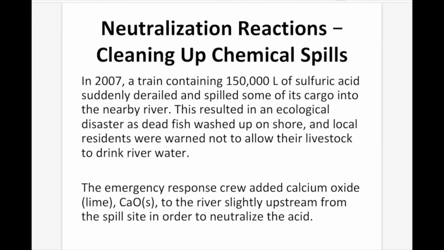So here's a case study. Neutralization: cleaning up a chemical spill. In 2007, a train containing 150,000 liters of sulfuric acid suddenly derailed and spilled some of its cargo into the nearby river. This resulted in an ecological disaster as dead fish washed up on shore and local residents were warned not to allow their livestock to drink river water. The emergency response crew added calcium oxide, so that's lime, not calcium hydroxide, keep in mind, calcium oxide, and it's a solid, to the river slightly upstream from the spill site in order to neutralize the reaction.